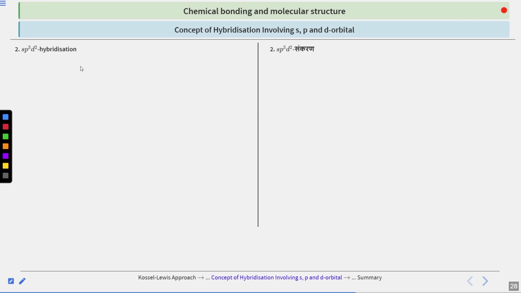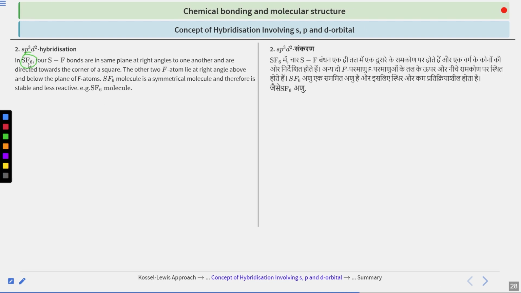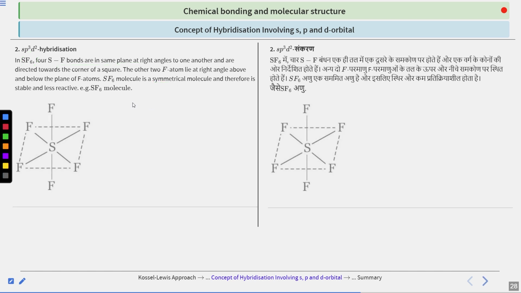Next is sp3d2 hybridization. If you see SF6, every S-F bond is the same, and as a result of the same bond length, they form a perfect octahedral, and it is symmetrical in nature. Due to this reason, they are very less reactive. So this is your overall shape. This is octahedral, and each bond has the same length.